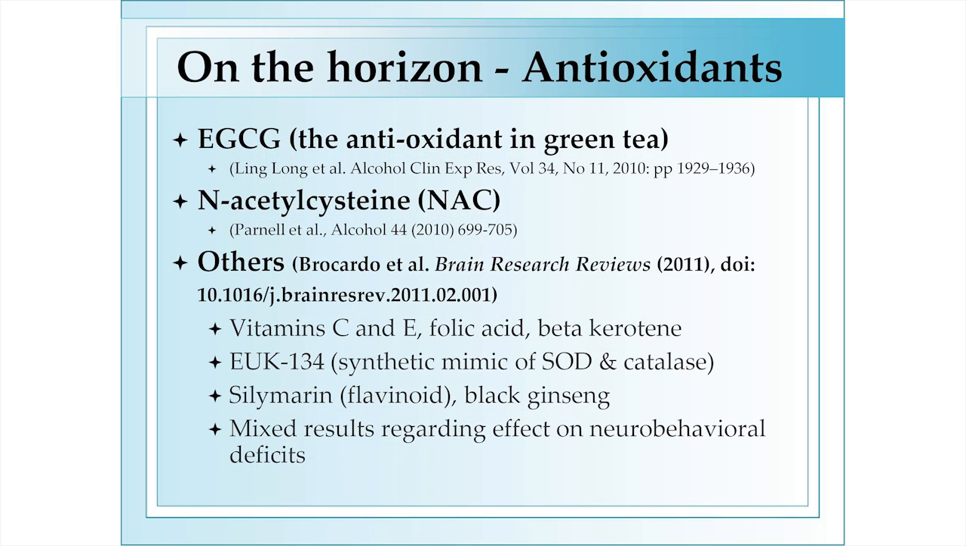A number of animal studies have yielded promising results regarding the potential that antioxidants and other agents might be able to ameliorate the effects of prenatal alcohol exposure. EGCG, the antioxidant in green tea, and N-acetylcysteine are two of the agents that have been studied and have shown promising results. Others are reviewed in the paper by Brocardo in Brain Research Reviews and include vitamins, mimics of superoxide dismutase, flavonoids, and other agents, although some of these have yielded mixed results.